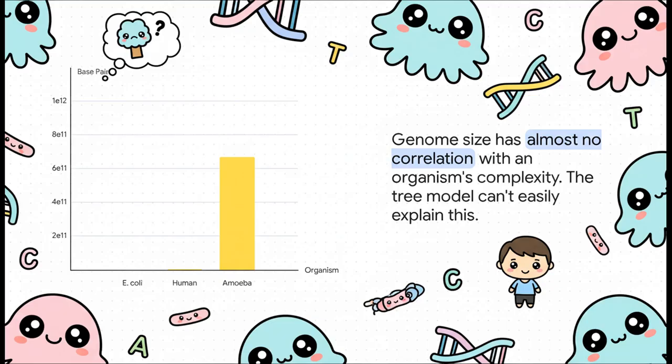Okay, let me introduce you to something called the C-value enigma. For decades, biologists have been scratching their heads over this. It turns out that the size of an organism's genome has pretty much nothing to do with how complex it is. Which is nuts, right? Just look at this. An E. coli bacterium has about 4.6 million base pairs. A human has 3.2 billion. Makes sense so far? But then you have an amoeba with 670 billion base pairs. It's absolutely massive. And the classic tree model has never really had a good way to explain why this is.